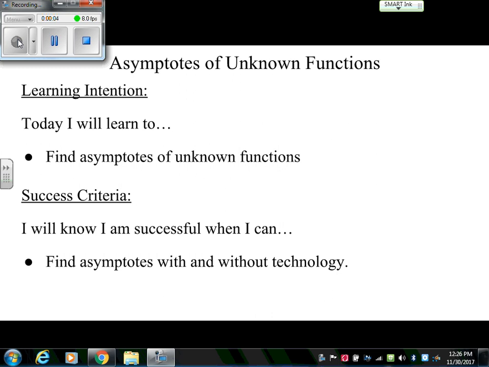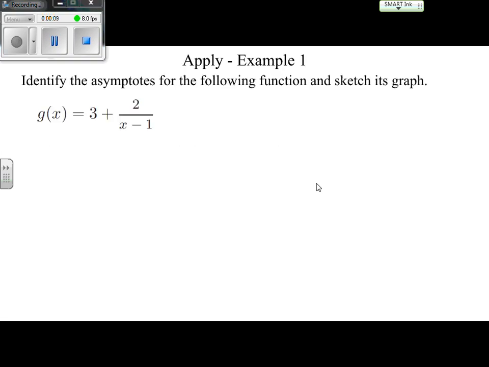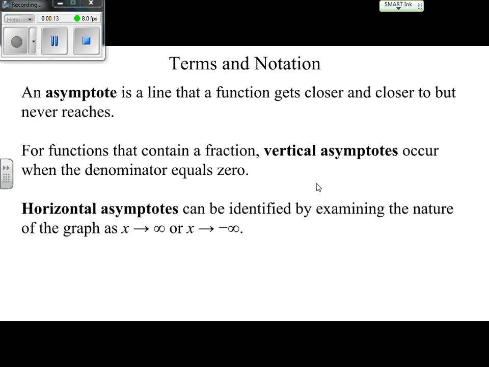Today we'll be talking about finding asymptotes of unknown functions, both with and without technology. First, we want to talk about what is an asymptote. An asymptote is a line that a function gets closer and closer to, but never actually reaches.